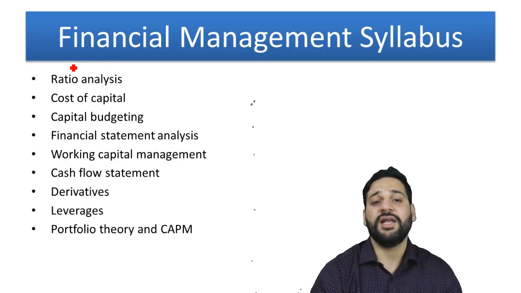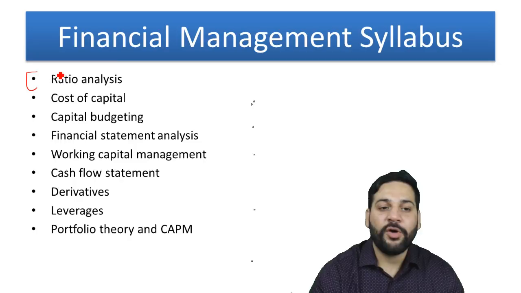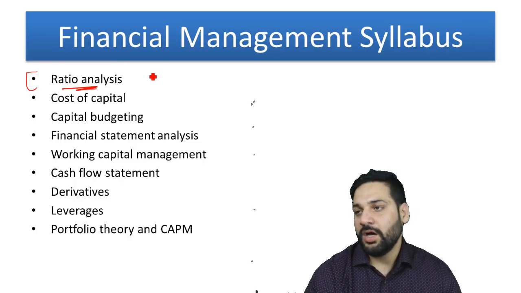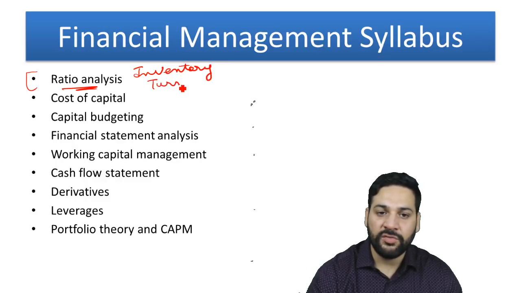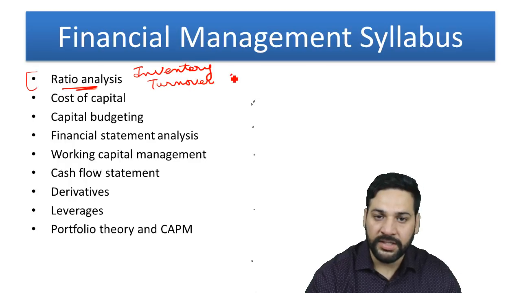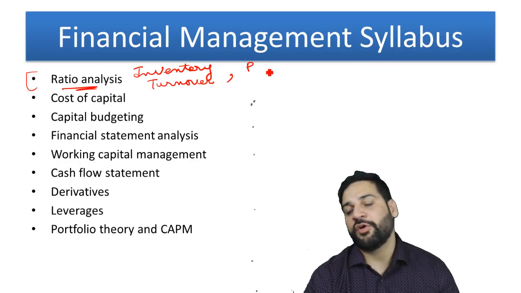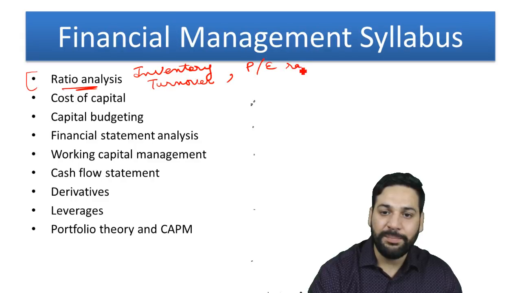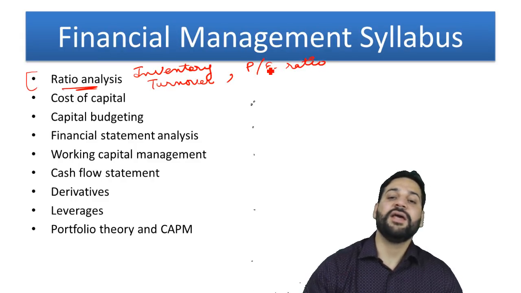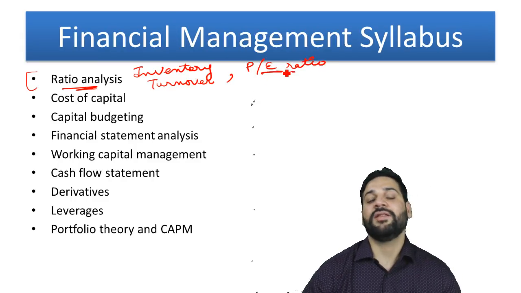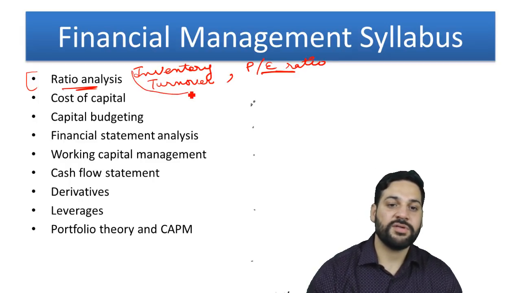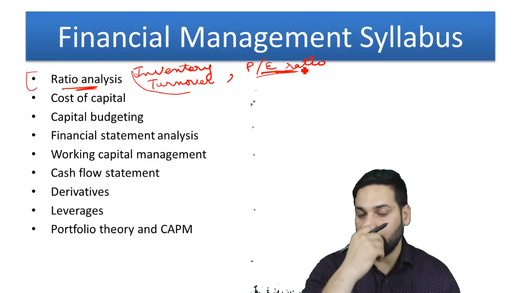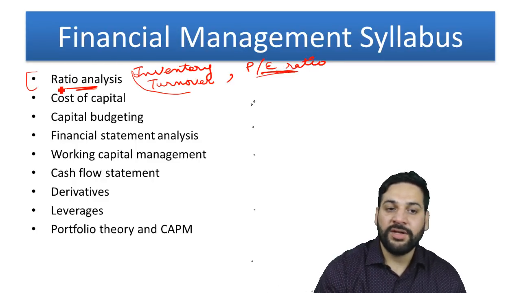So this is the basic syllabus. The most important chapter is ratio analysis. In ratio analysis, some of the topics are really important: the inventory turnover ratio, the debtor turnover ratio, the turnover ratios. And then all the profitability ratios, PE ratio, EPS ratio. Even in the RBI Grade B, there was one question from PE ratio. Even in the previous year's Bank of India credit officer exam, there was a question from inventory turnover ratio and one from PE ratio. So ratio analysis is really important.